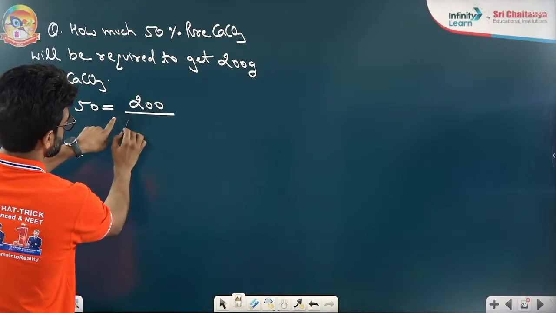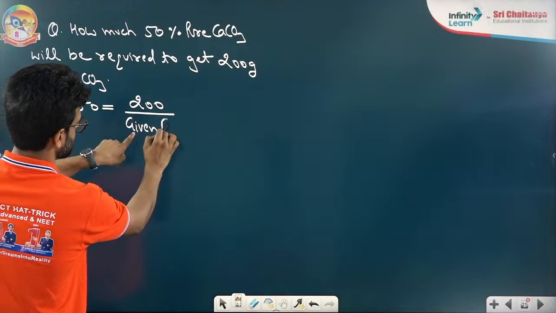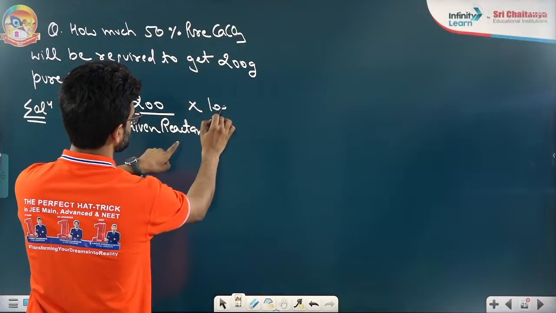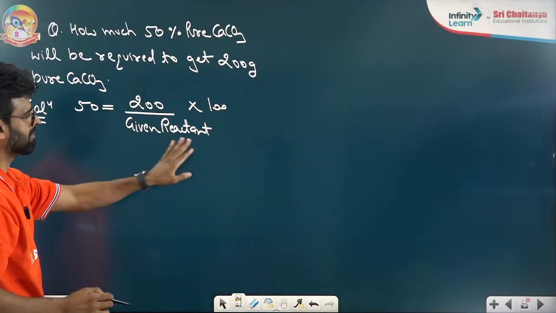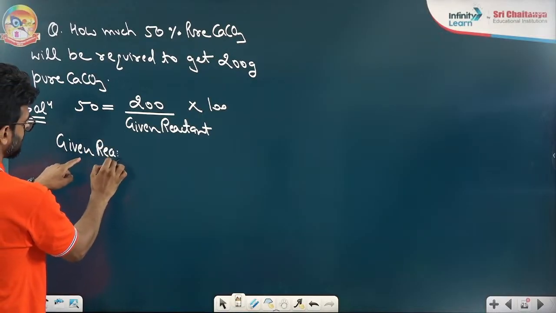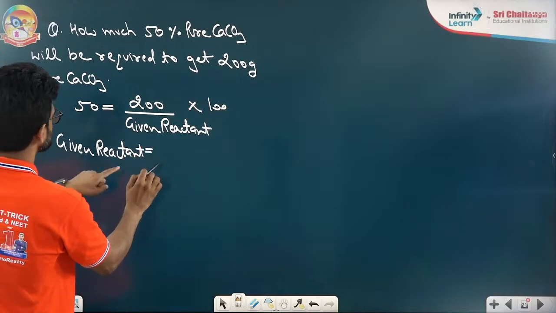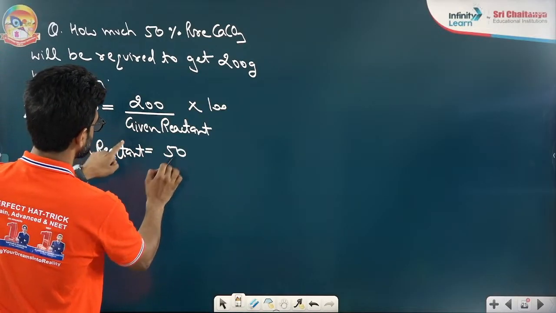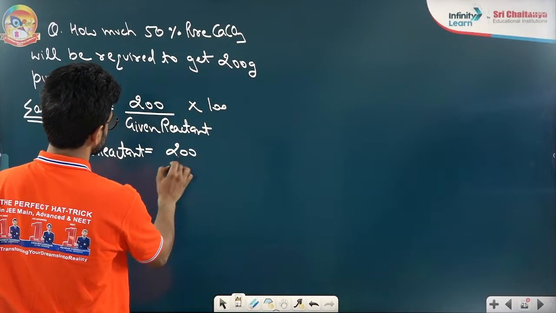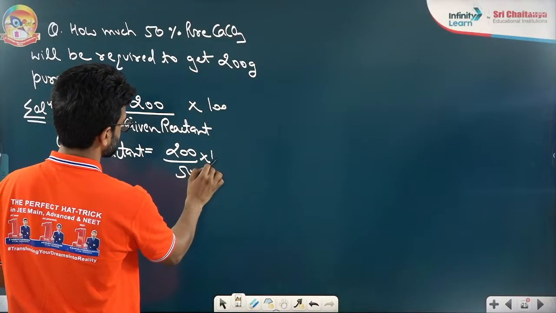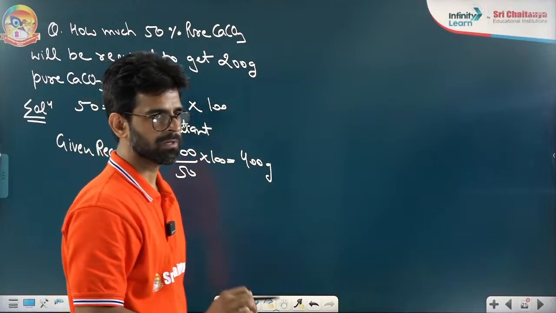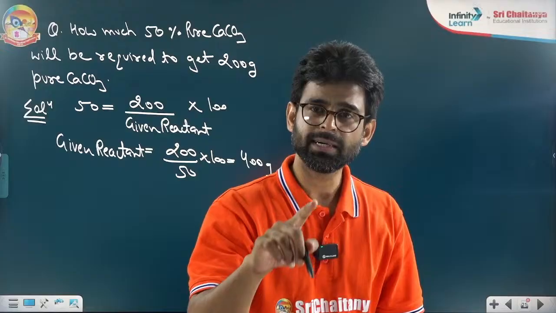200. I need given reactant or given substance into 100, right? So how much I should buy from market, right? So given reactant or the reactant I should buy from market will be how much beta? 50 here. Given go upside. So 200 divided by 50 into 100, right? How much coming? 400. Very good. So from market I will buy 400.